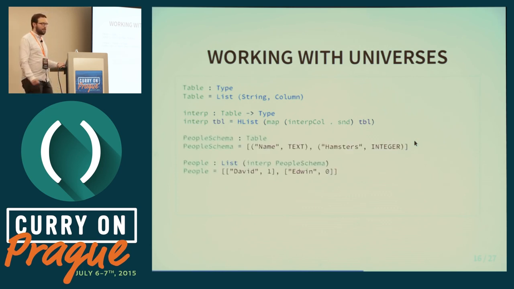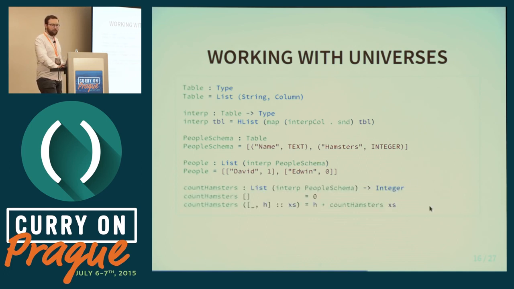So I can say that a schema for people is, we've got names, which is a text, and then hamsters, which is the number of hamsters you've got living in your house with you, and that's an integer. And then I can represent a relation in that schema as being a list of the interpretation of the schema. So in this case, we can say that yes, there's a hamster in my apartment, and no, there's no hamster in Edwin's apartment. And furthermore, I can pattern match over these things to get useful work done now.